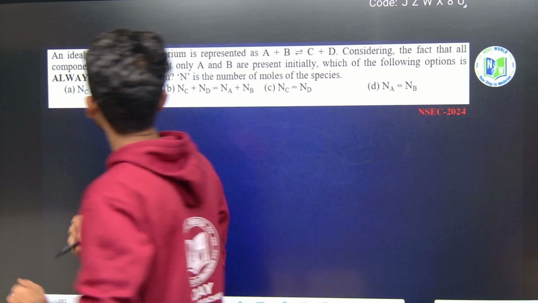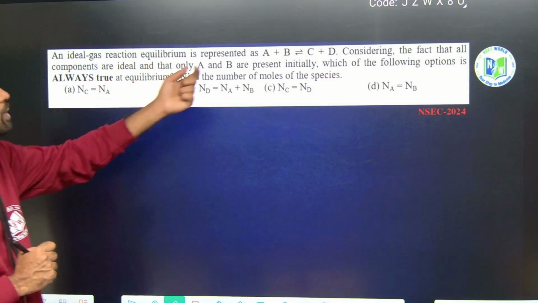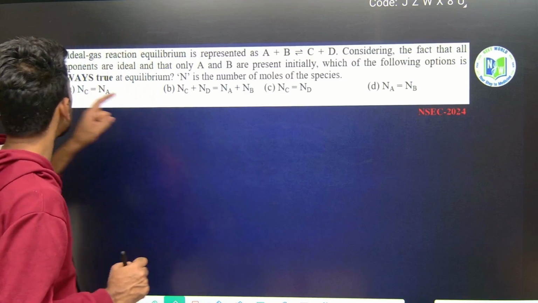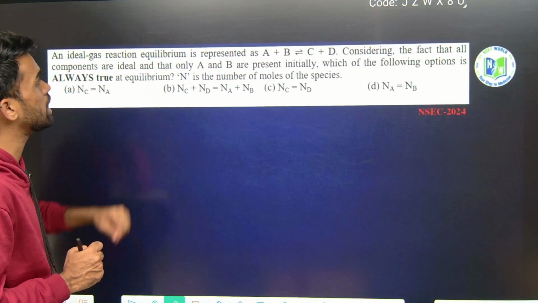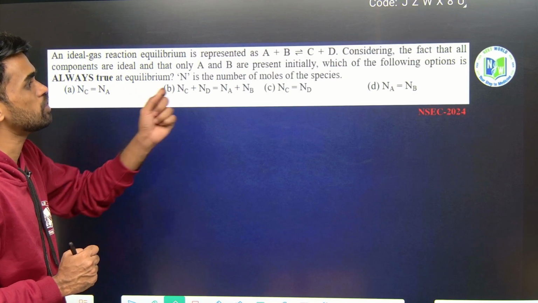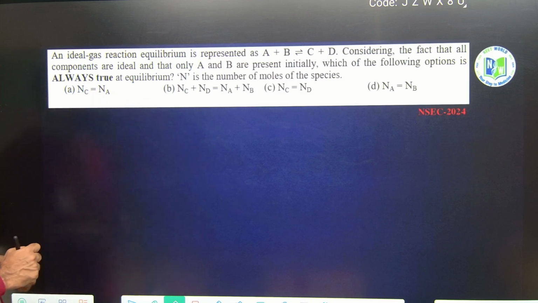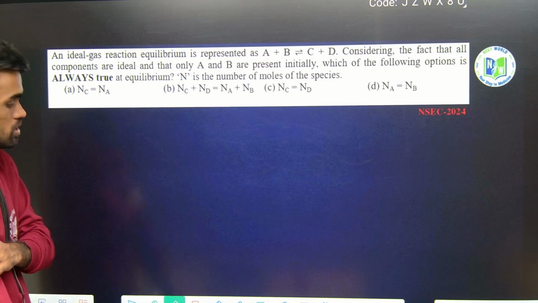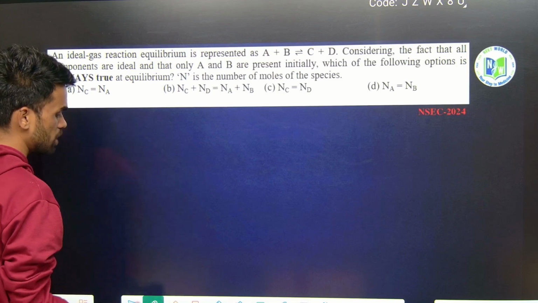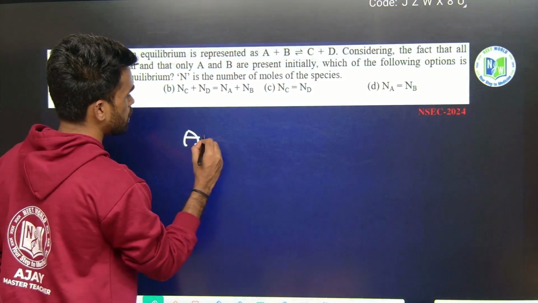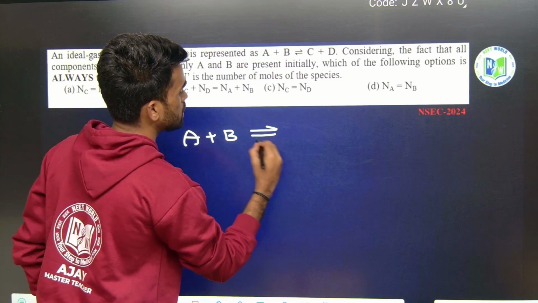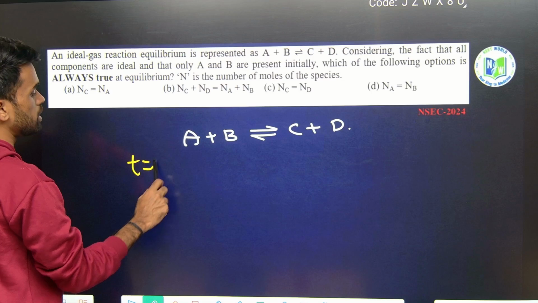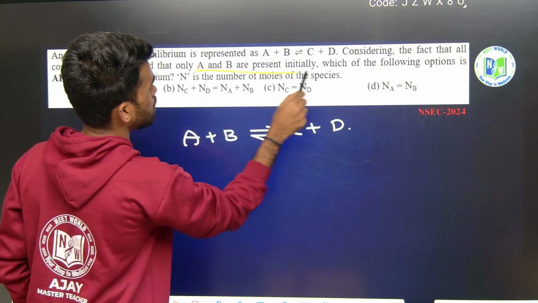An ideal gas reaction equilibrium is represented like A plus B gives rise to C plus D, considering that all the components are ideal and that only A and B are present initially. Which of the following options are always true at equilibrium, where N represents the number of moles of species? Look at here, the given reaction is A plus B in equilibrium with C plus D. Initially, at time t0, only A and B are present.